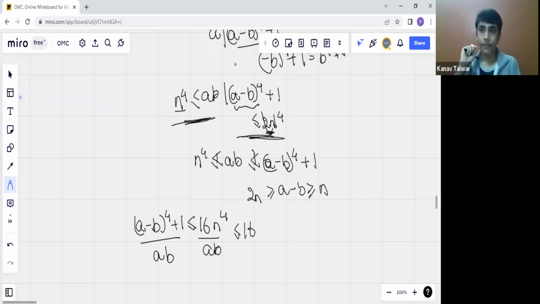Does all of this make sense? Just type yes in the chat, or no if this does not make sense. Awesome. So whatever the quotient is, it's between 1 and 16. Much better. Now what do we do?